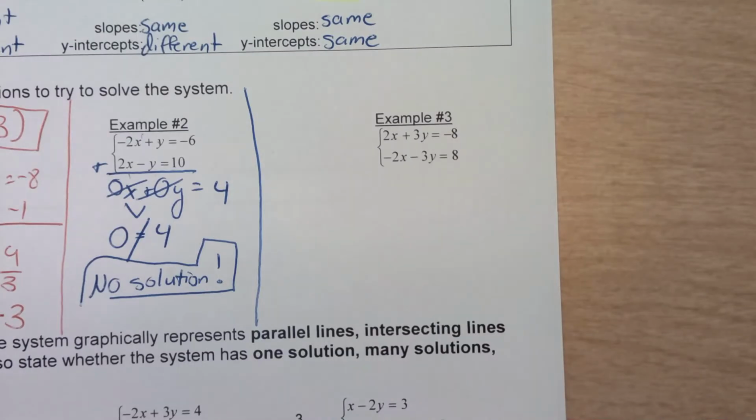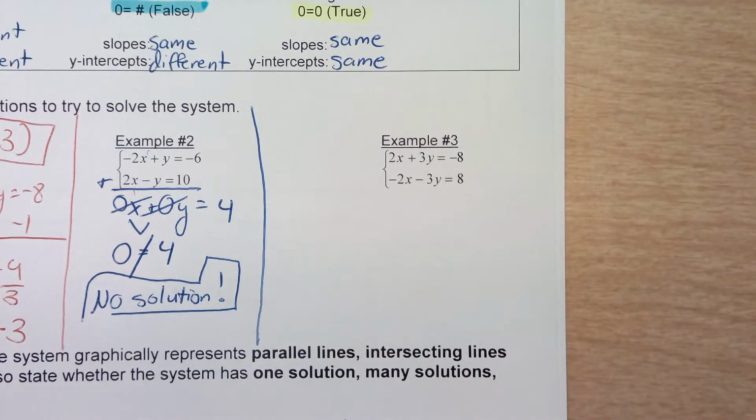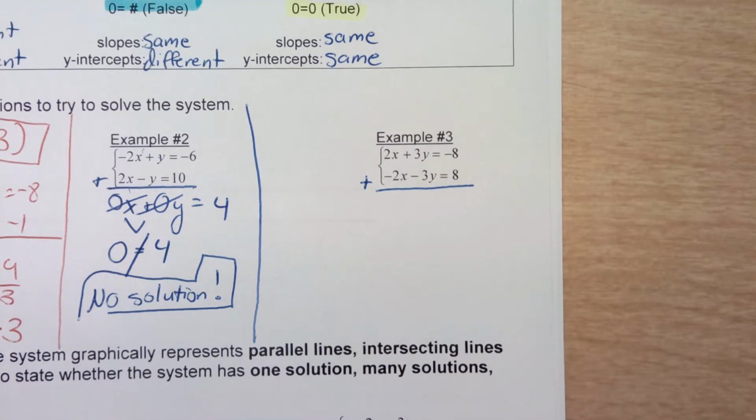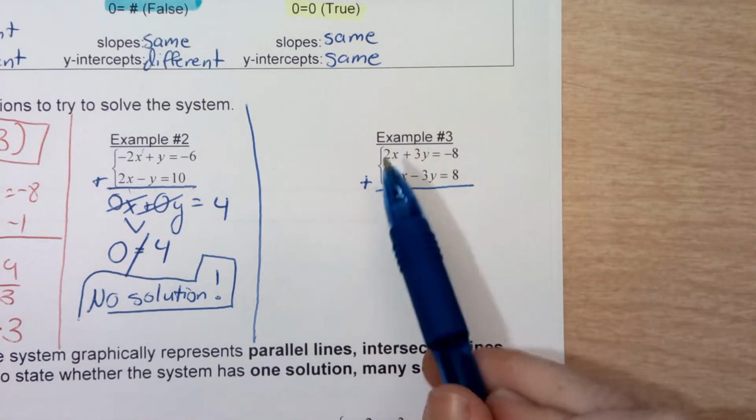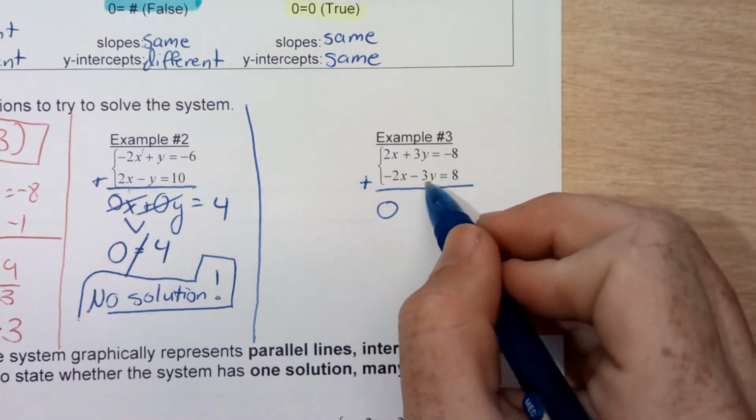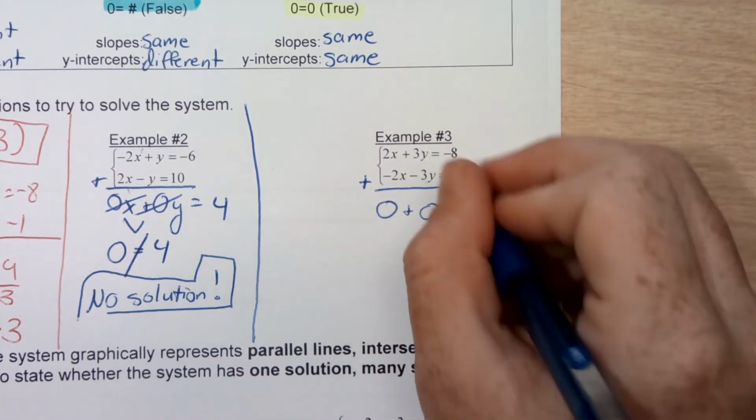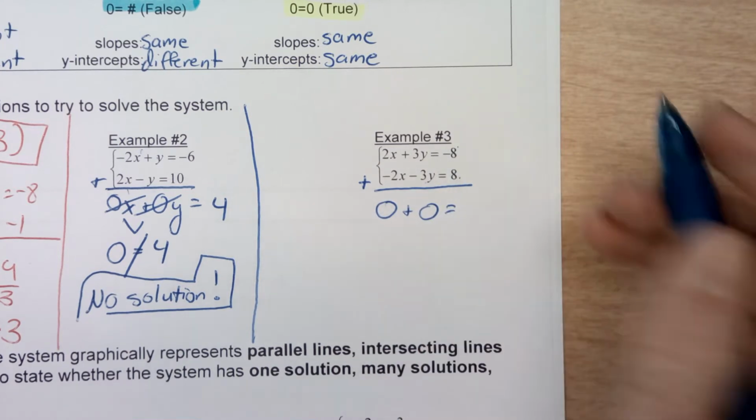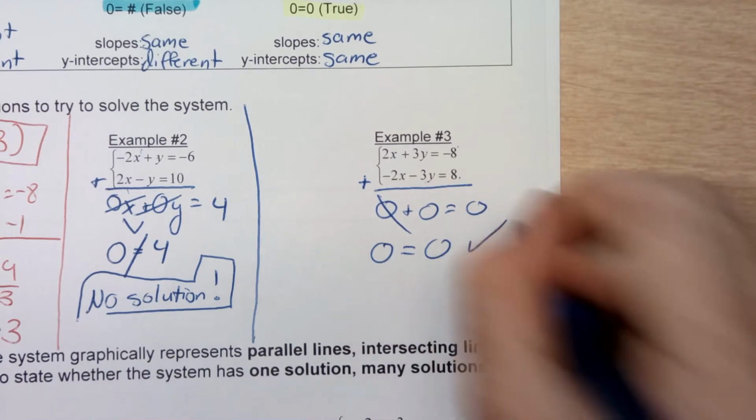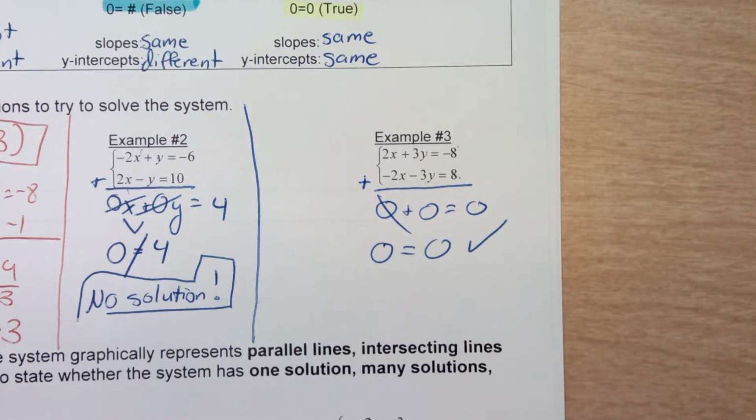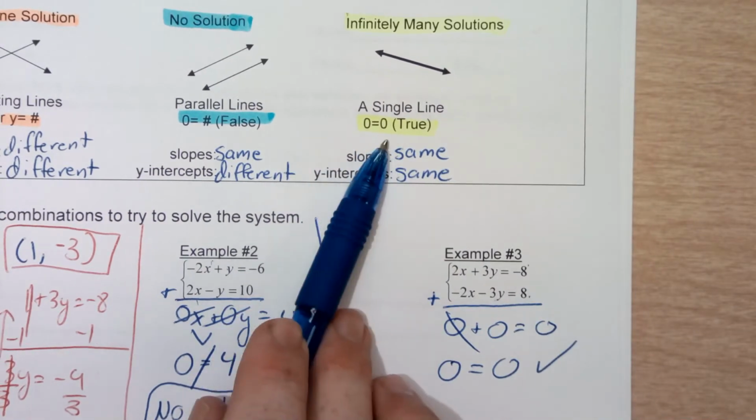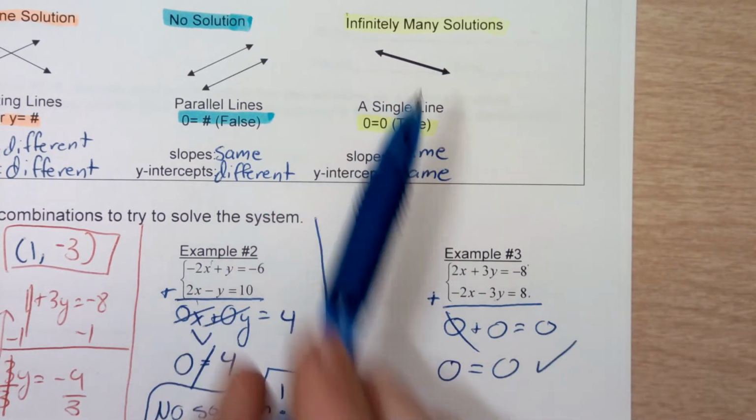Okay. So example 3, we are going to solve just like we did before. So I'm going to add my two lines together. We're combining them. We're doing combinations. So 2x minus 2x is 0. Okay. 3y minus 3y is 0. So we have 0 plus 0 equals negative 8 plus 8 is 0. So that cancels out. I get 0 equals 0, which is true, right? 0 is the same thing as 0. So you can see that I have a single line. So 0 equals 0, which is true, which means I have infinitely many solutions.